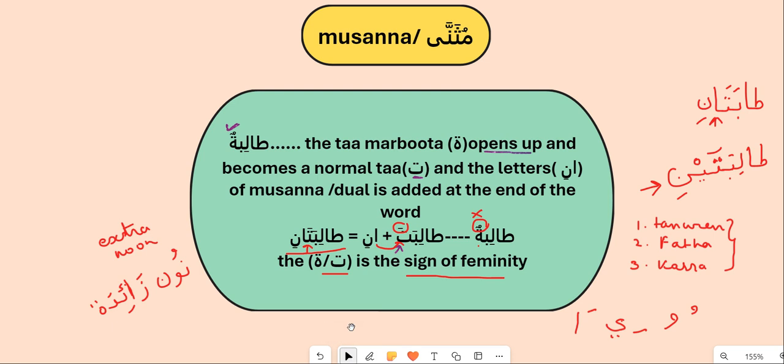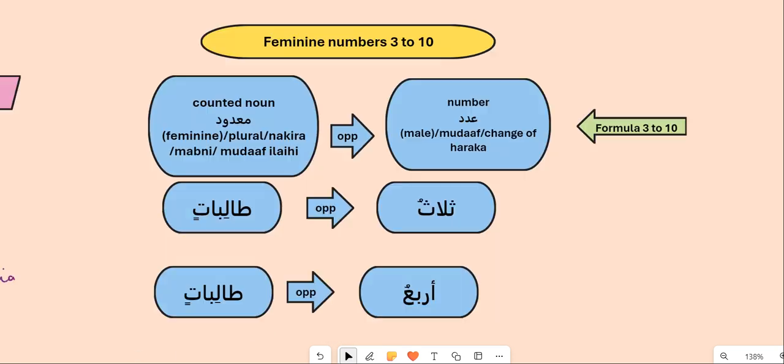And now we will do the rules for 3 to 10. Now, as you can see, for the feminine numbers the rules are the same, only the counted nouns, or the madud, have been changed here. This is the formula from 3 to 10 you have to follow. So now I have given you opposites, meaning the counted noun will be opposite to the number. From 3 to 10, the gender changes.